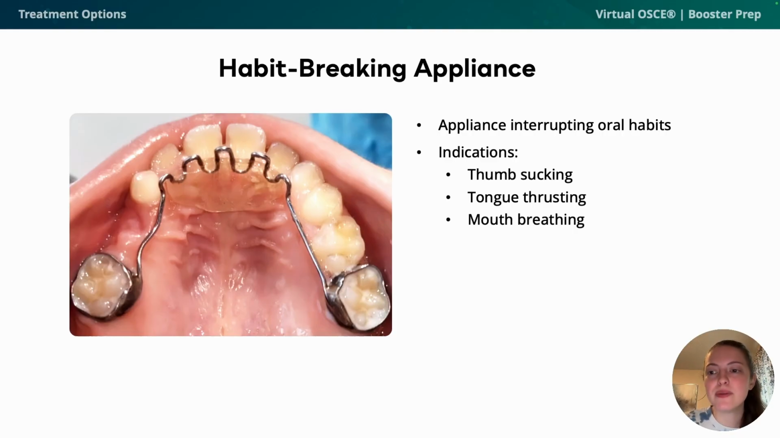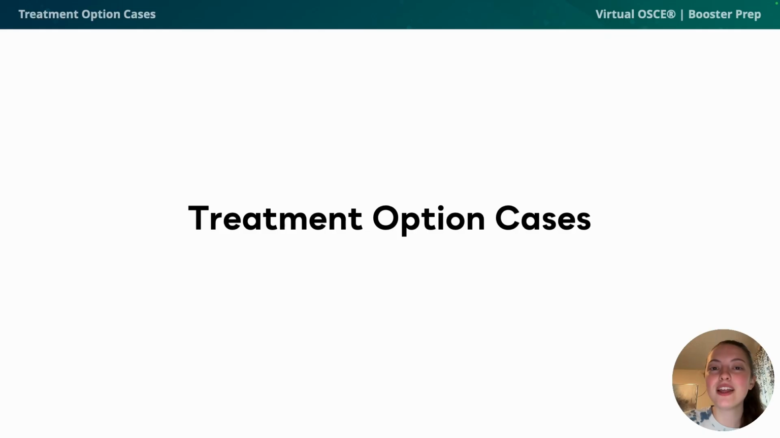But for the exam, this should hopefully be a pretty easy answer choice to know when to select. If the patient is presenting with a habit that needs to be controlled, then initial management should absolutely involve a habit-breaking appliance. All right, now that we've discussed all the initial management options, let's try a couple problems.